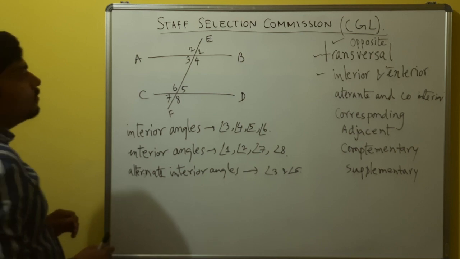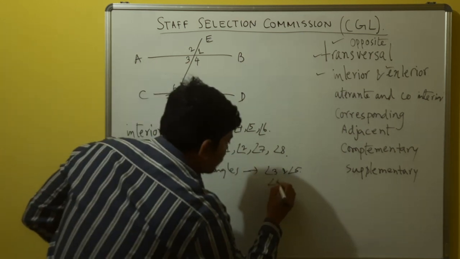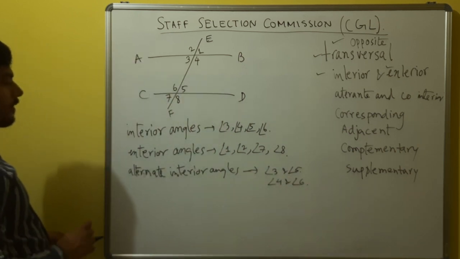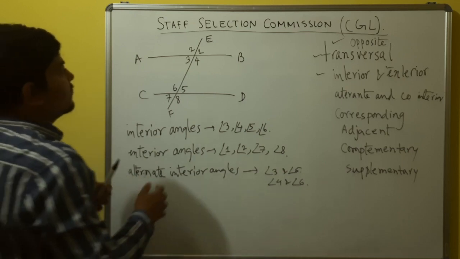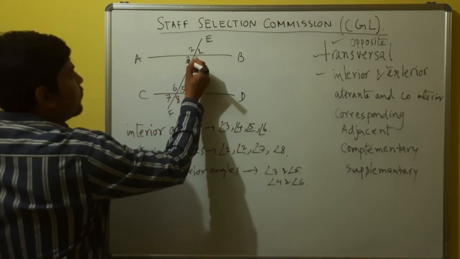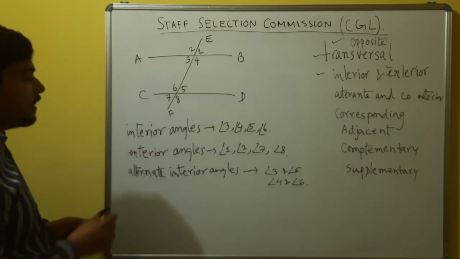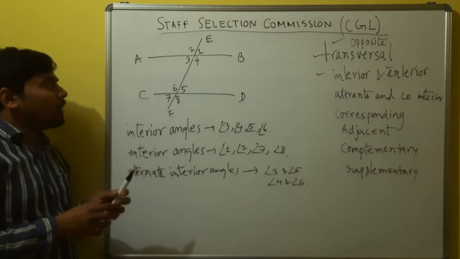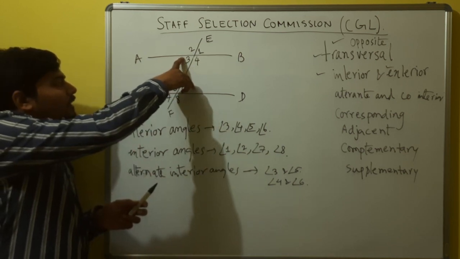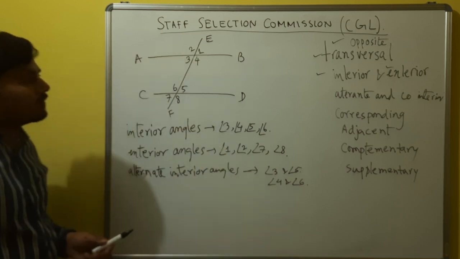So what are the other two? Another pair is there, that is 4 and 6. 4 and 6 are similarly alternate interior angles. So you got the idea, right? 3 and 5, 4 and 6. These are interior angles, but 3 and 5, because they are on the other side, are called alternate interior angles. These are also called alternate interior angles.